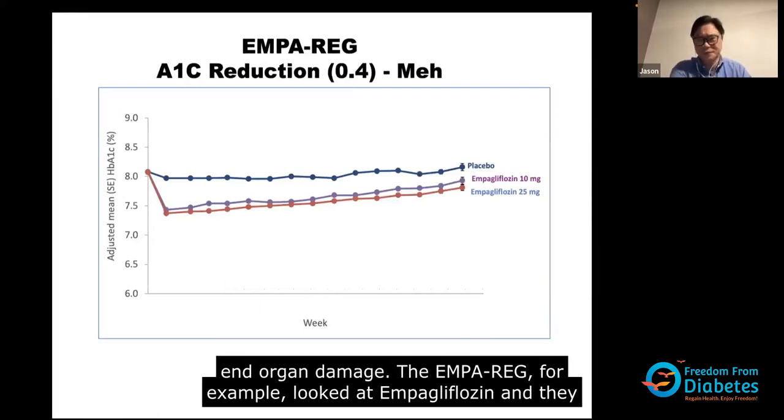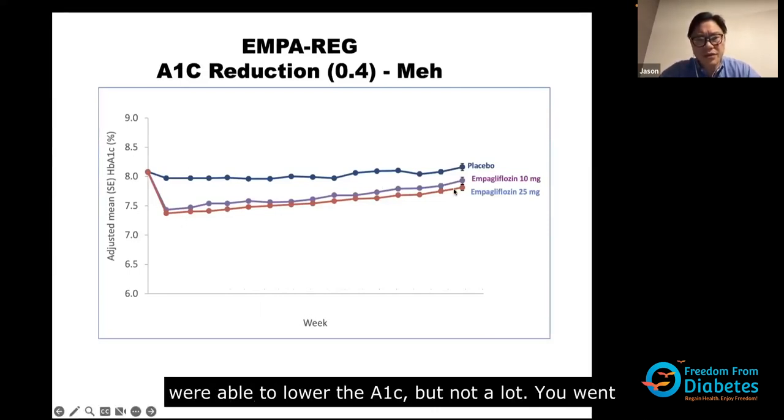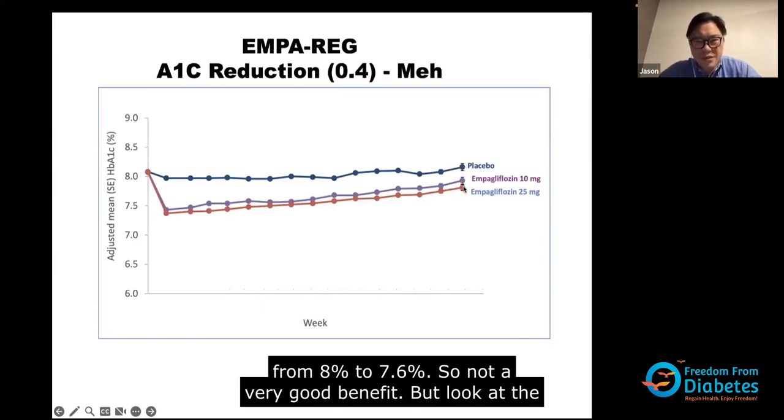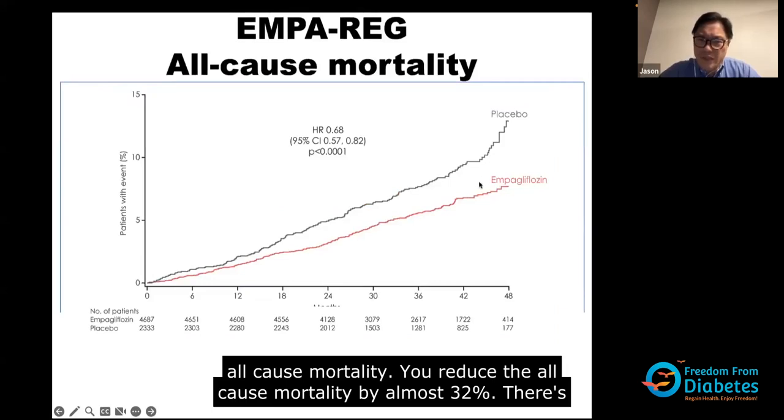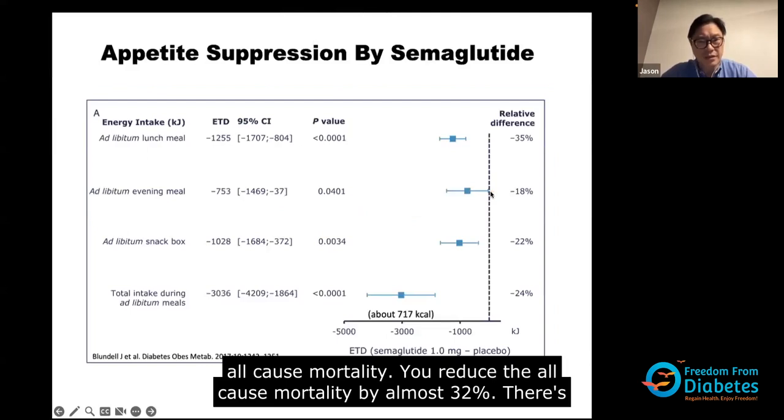The EMPA-REG, for example, looked at empagliflozin, and they were able to lower the A1C, but not a lot. You went from 8% to 7.6%, so not a very good benefit. But look at the all-cause mortality. You reduce the all-cause mortality by almost 32%.